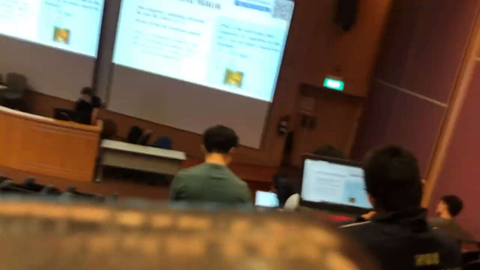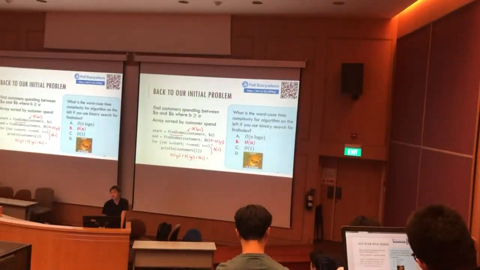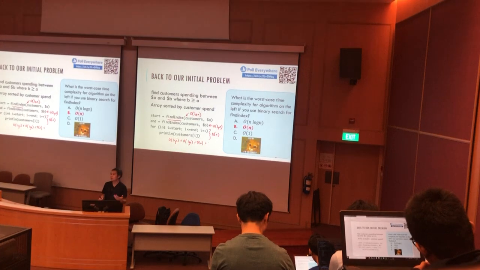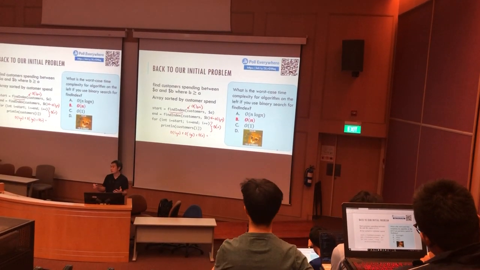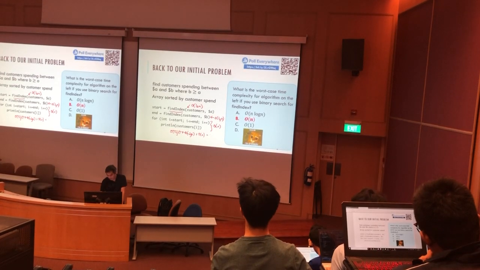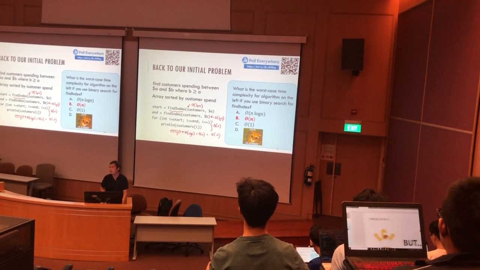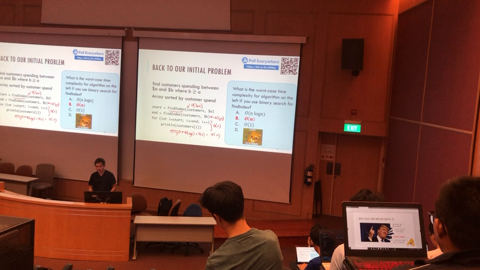plus O(n). So what can you do when you do big O analysis? You can drop the low order terms. O(n) is much, much bigger than log n, as we showed just now. This part drops off, so this is going to be O(n). Alright, so that's how we do the analysis.